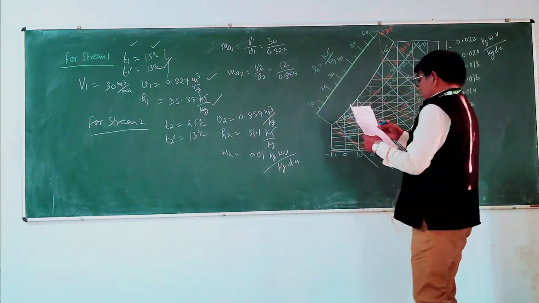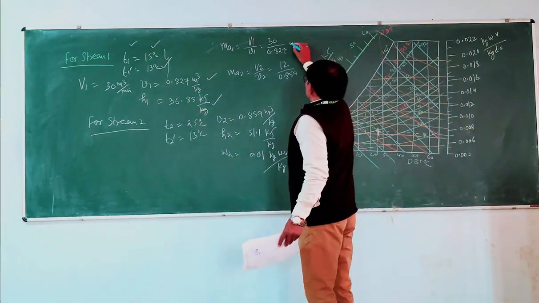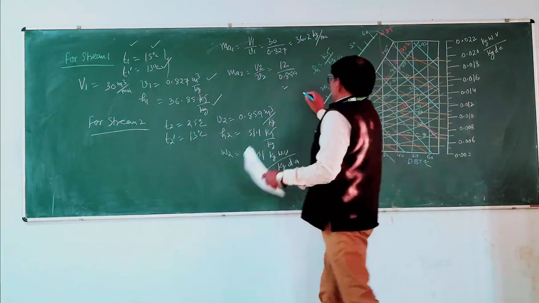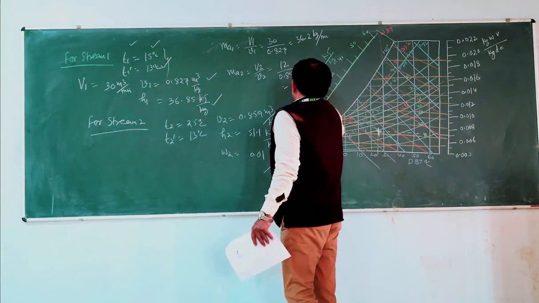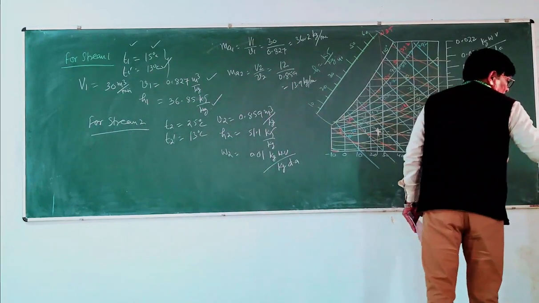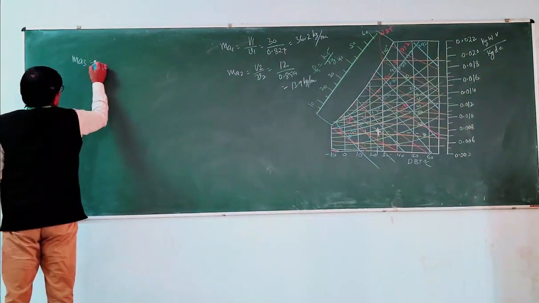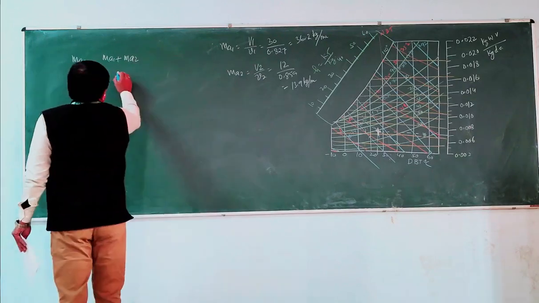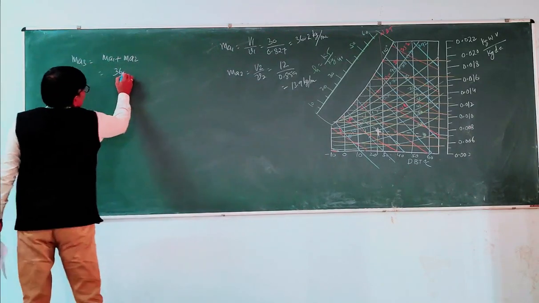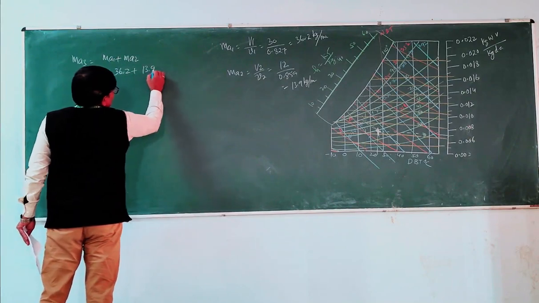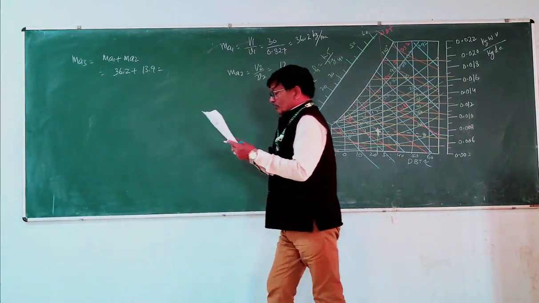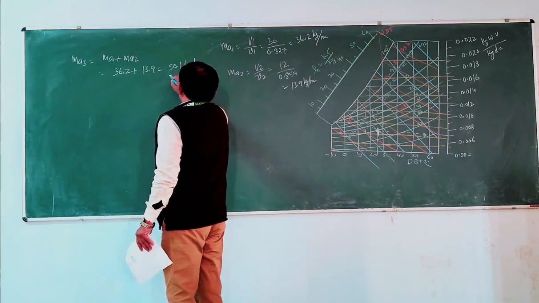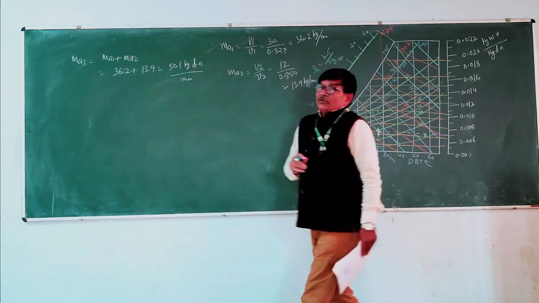Ma1 is 36.2 kg per minute, and Ma2 is 13.9 kg per minute. So you get now Ma3 equal to Ma1 plus Ma2, equal to 36.2 plus 13.9, that is total mass equal to 50.1 kg of dry air per minute. So now you get omega.